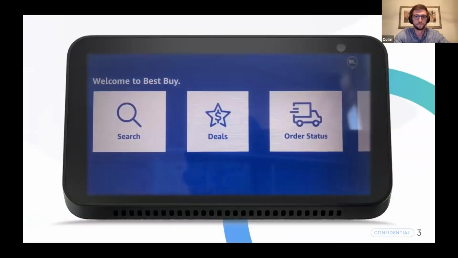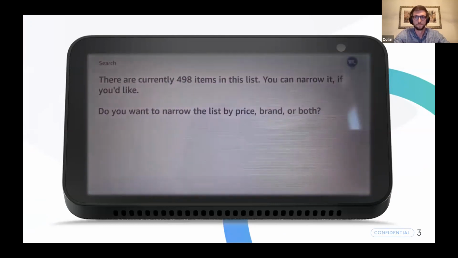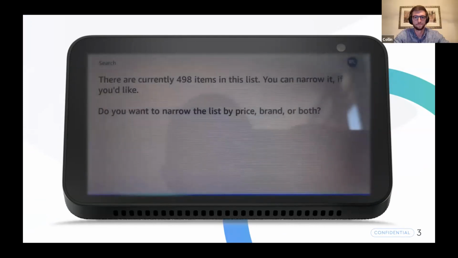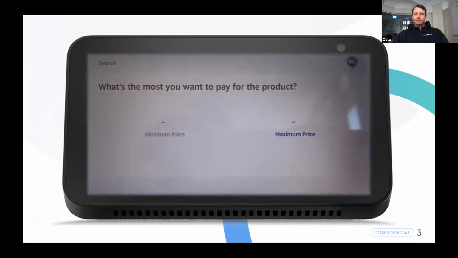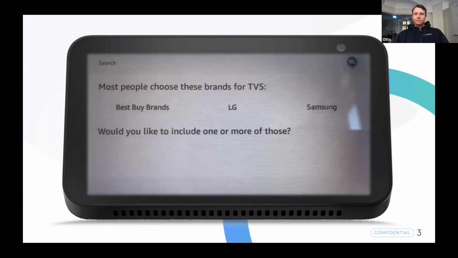How can I help you today? Search for TVs. Sure, I have search results for TVs. There are currently 498 items in this list. You can narrow it if you'd like. Do you want to narrow the list by price, brand, or both? Both. Okay, let's start by narrowing by price. What's the most you want to pay for the product? $750. And what's the least you expect to pay? $400. Okay, now let's narrow by brand. Most people choose these brands for TVs, Best Buy brands, LG, and Samsung. Would you like to include one or more of those?